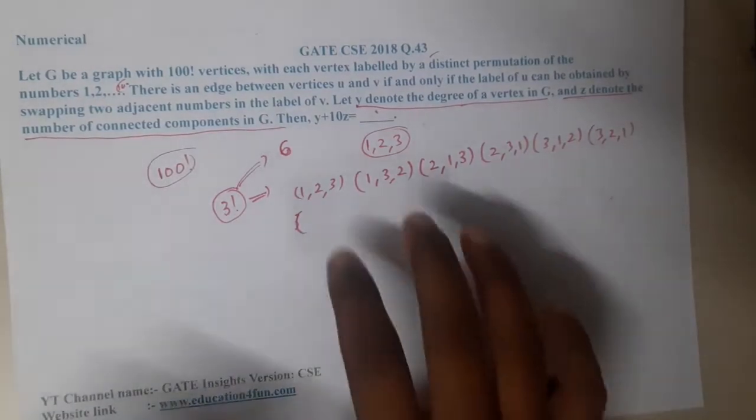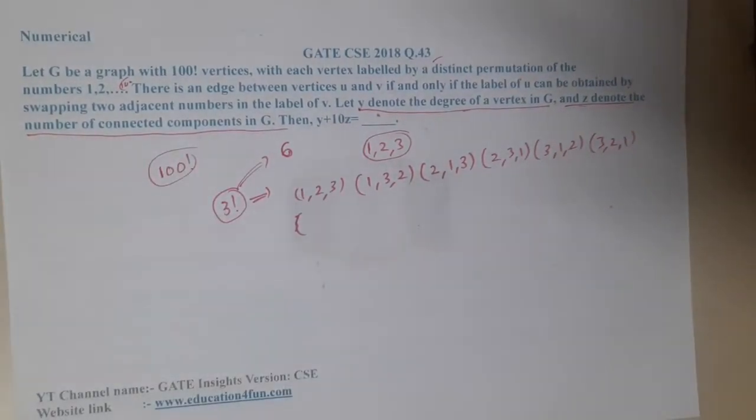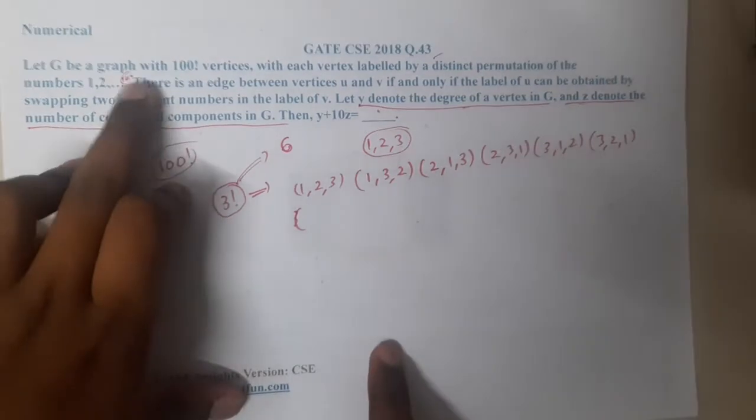In this same way you would do it for 100 vertices, so it will be really crazy to solve. So let us try for 3 first of all. Now you are done with the vertices.